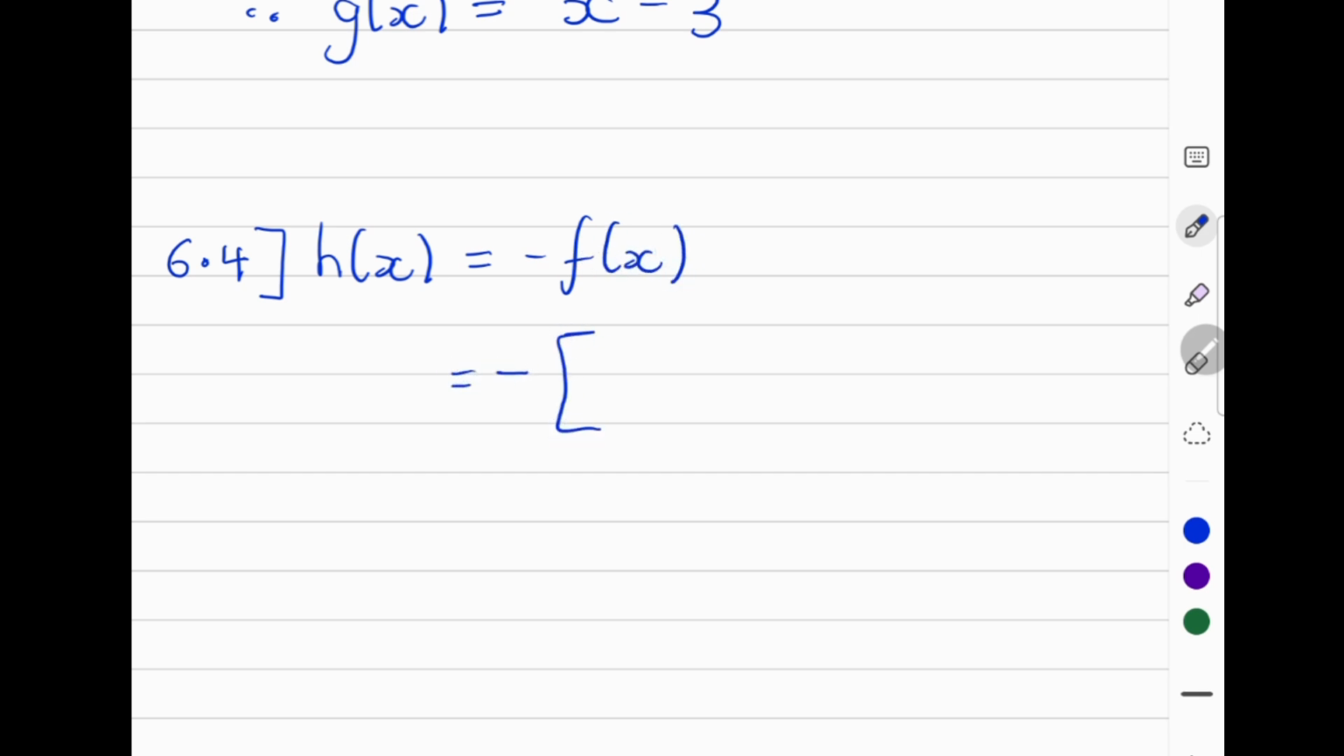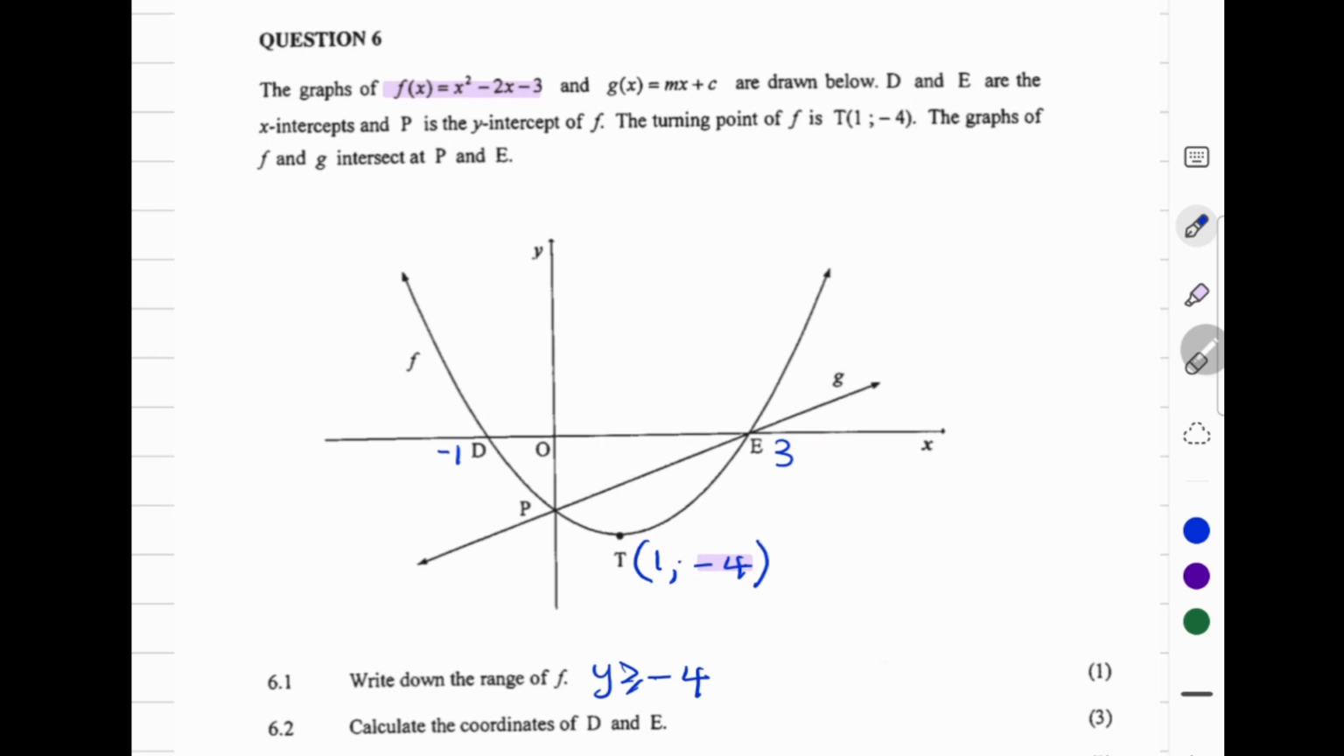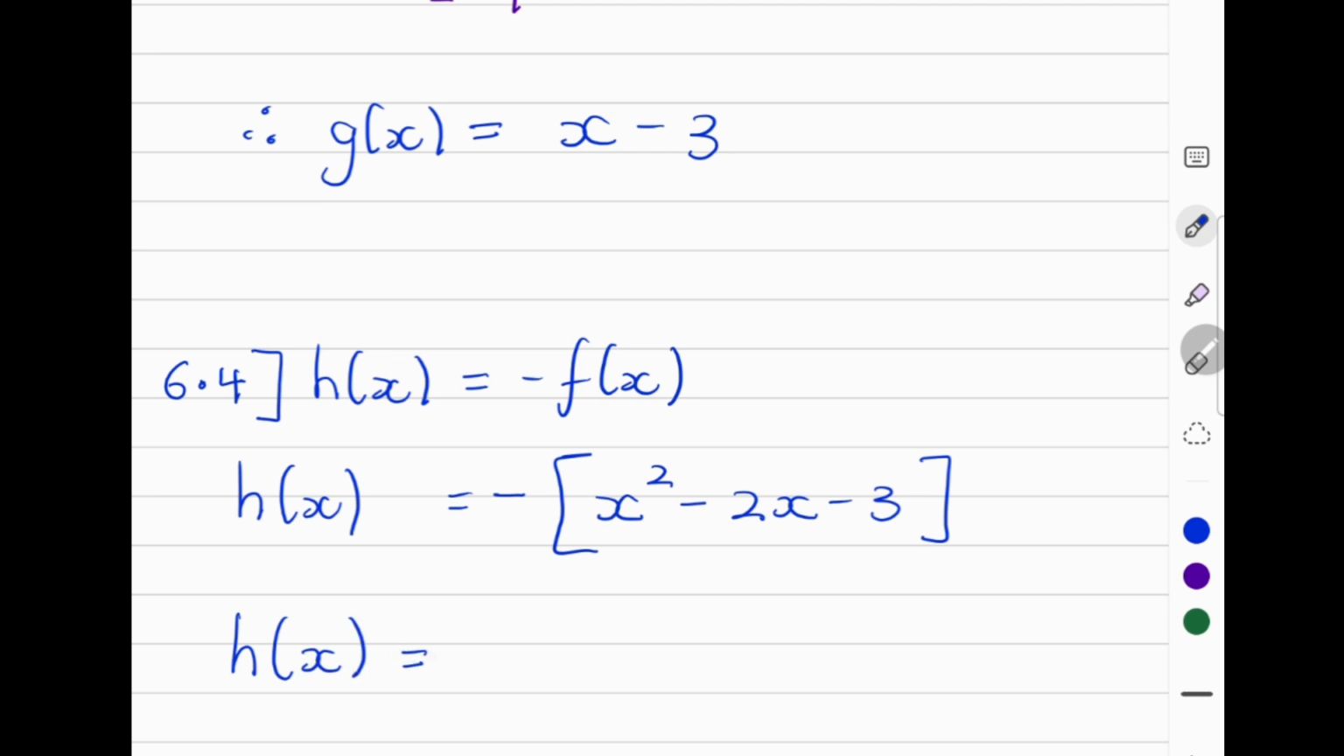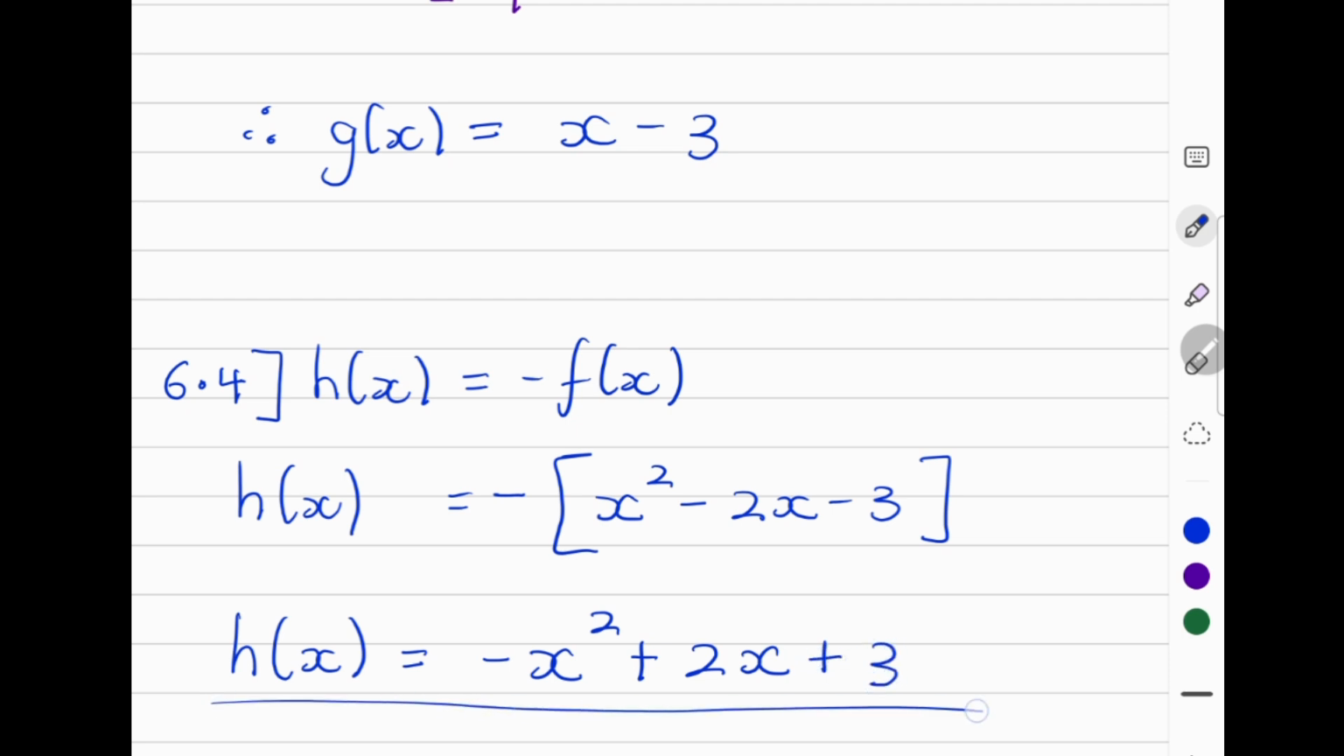So what is our f of x? f of x is x squared minus 2x minus 3, right? And then let's distribute the negative sign to get us negative x squared plus 2x plus 3. So now this is our function h of x, right?